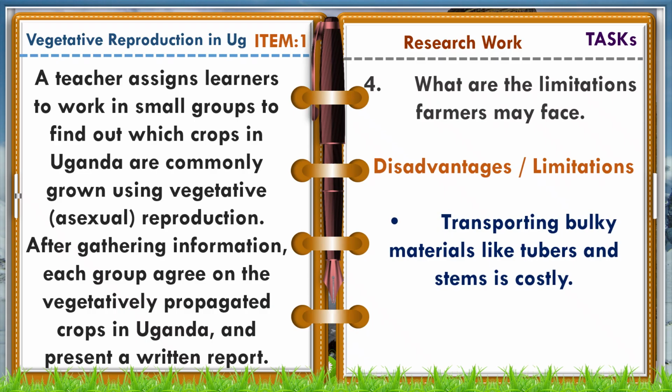Then also, transporting bulky materials like tubers and stems is costly. So if you are going to get these planting materials from very far, and you're going to plant a bigger area, transporting these tubers and stems becomes costly compared to using seeds. Seeds occupy a very small area, but the tubers and the stems occupy a very large area, so it becomes very costly when it is time for planting.